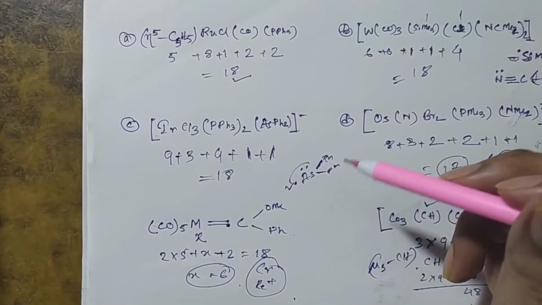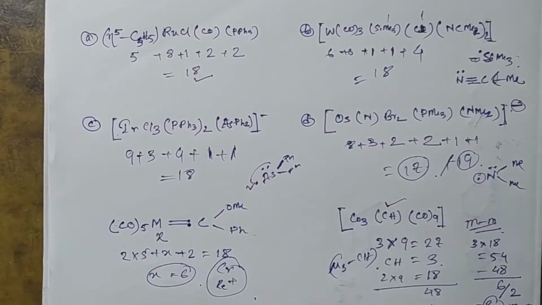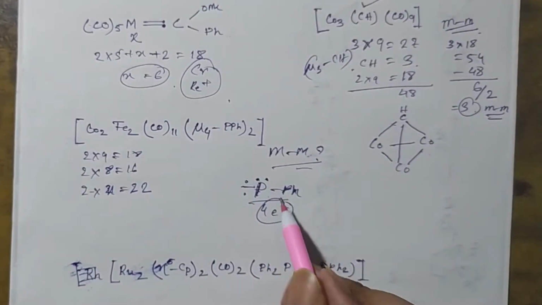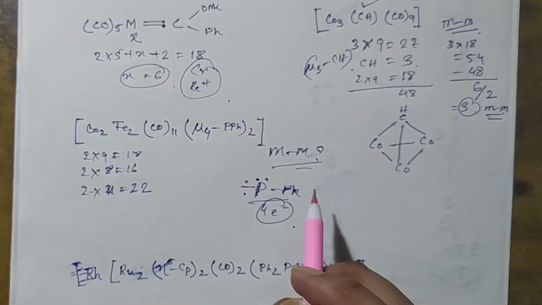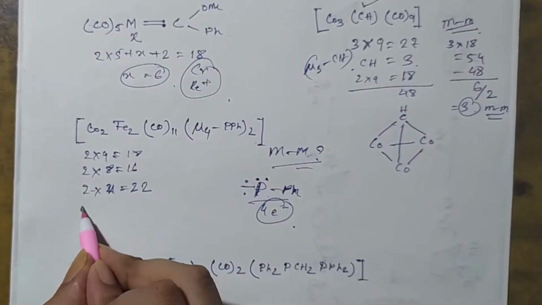Here also, the NMe2 ligand donates only 1 electron to the metal center. But here the case is different. For each ligand, 4 electrons have been donated to the metal center. So there are 2 such ligands, so 2 into 4 we get 8.